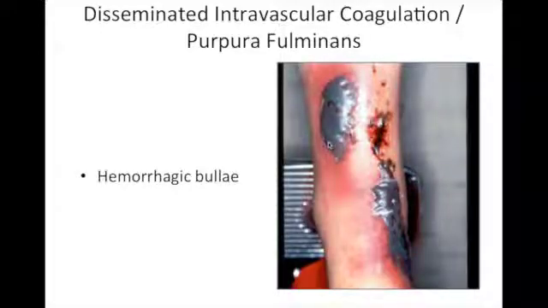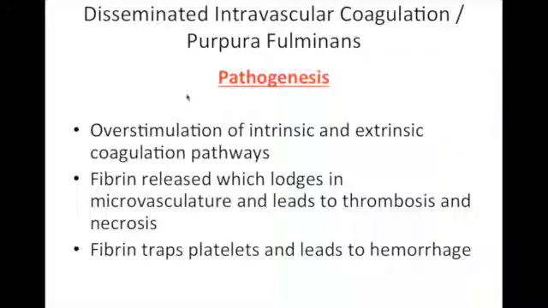Hemorrhagic bulla, the differential is vast. However, DIC is a common entity we see in the hospital. Not common, but we do see it. Basically, there's an overstimulation of the intrinsic and extrinsic coagulation pathways, and there's fibrin release, which leads to thrombosis and necrosis. This fibrin traps the platelets and leads to more hemorrhage.